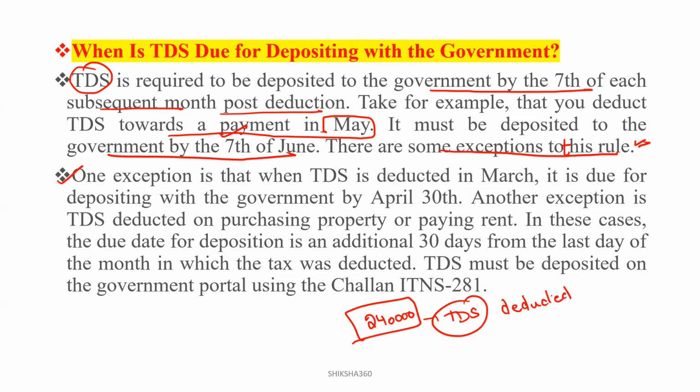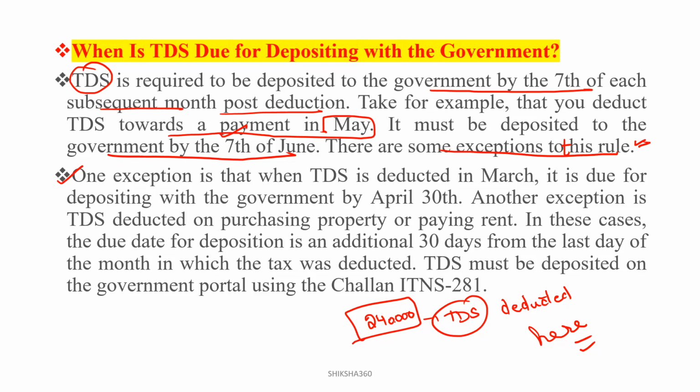Okay. So another exemption is TDS deducted on purchasing property or paying rent. In these cases, the due date for deposition is an additional 30 days from the last day of the month in which the tax was to be deducted. Clear?